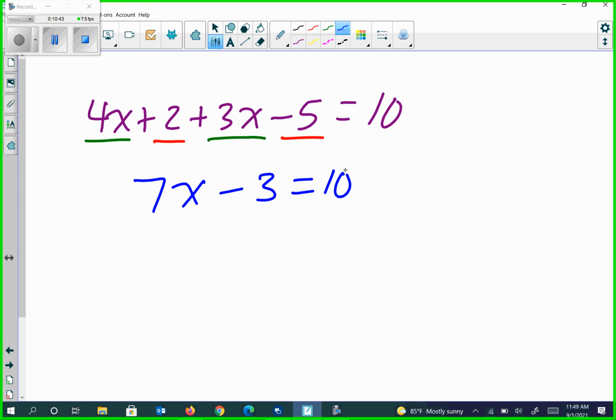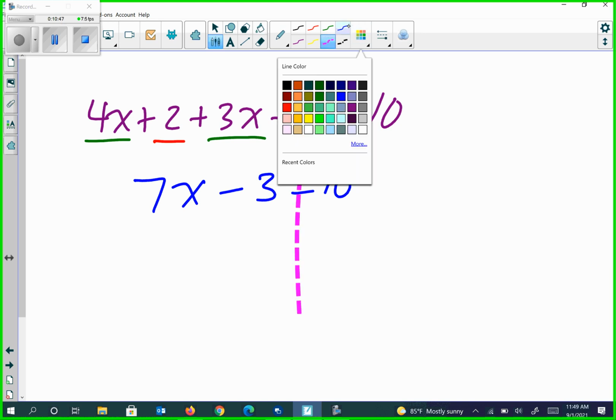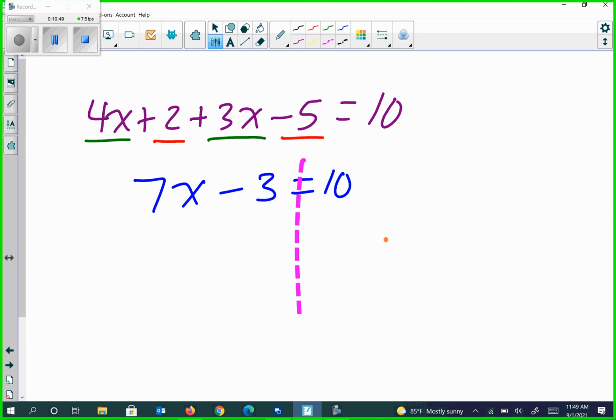That's what I get if I combine my like terms. Yes or no? Is it done? What should I do? Divide by 7. Excellent.